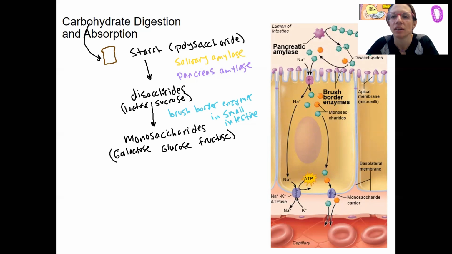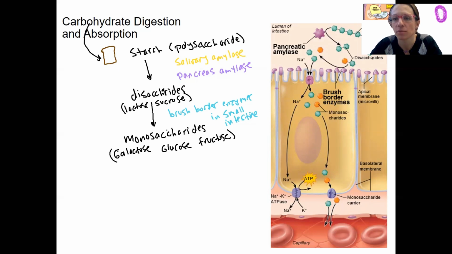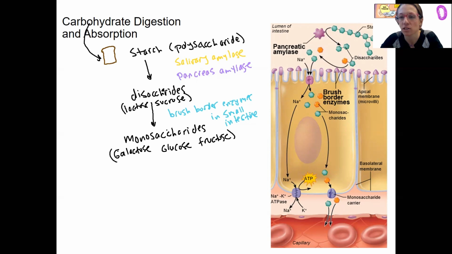Here is our starch molecule. Let's assume that our saliva didn't do much, or maybe we swallowed it without chewing, swallowed a piece of toast. Here's our starch. It's broken up by pancreatic amylase to form these disaccharides. Disaccharides still can't be taken into the enterocytes, the absorptive cells. They need to be broken down. That occurs via these brush border enzymes. So we've got 1, 2, now they can be absorbed.